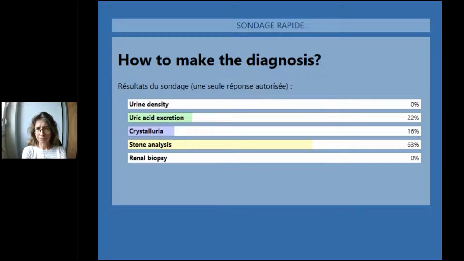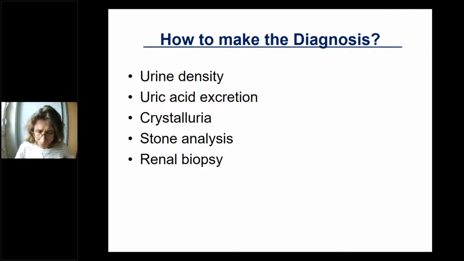I have the results of the voting for you. 63% of the attendees think we should do the stone analysis. 22% think you can do the diagnosis based on the uric acid excretion, 16% based on crystalluria, and we have no votes for renal biopsy or urine density. Okay, so we will go further.